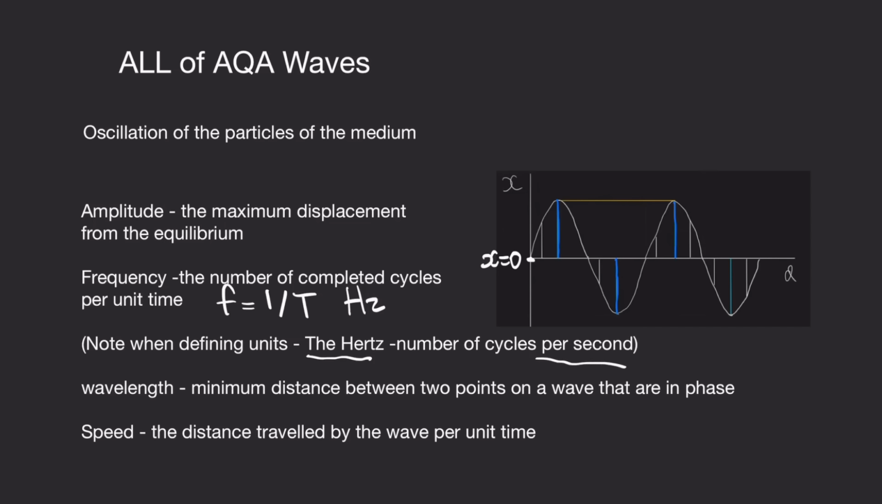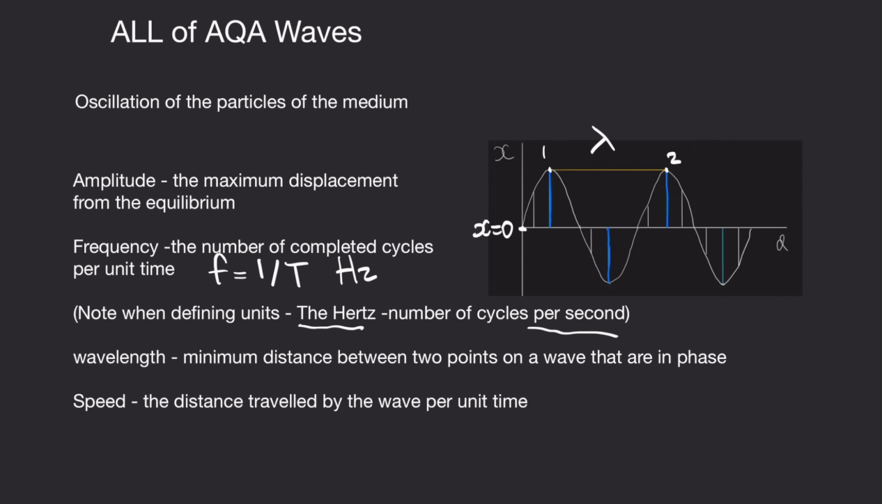We can also define the wavelength, which is the minimum distance between 2 points on a wave that are in phase. For instance, this point over here, let's say point 1 and point 2, they are in phase and the distance between them is known as the wavelength. The speed of a wave, on the other hand, is the distance traveled by the wave per unit time, and the famous wave equation is that wave speed is equal to frequency multiplied by wavelength.